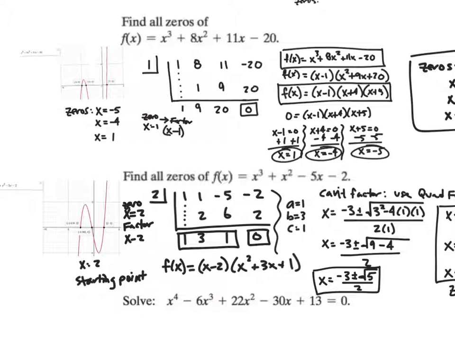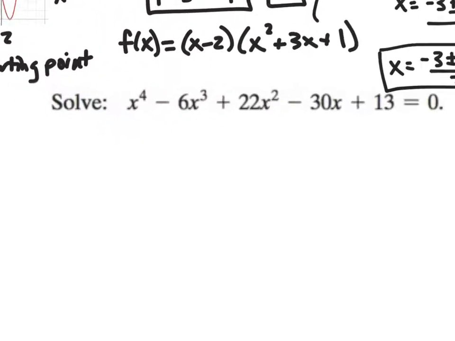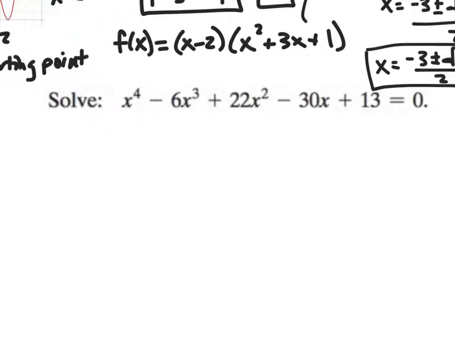Now this one, we want to solve this equation. This one kind of sucks, I'm going to be honest with you. The reason why is because you have a degree of 4. So you have x to the fourth minus 6x cubed plus 22x squared minus 30x plus 13 equals 0.